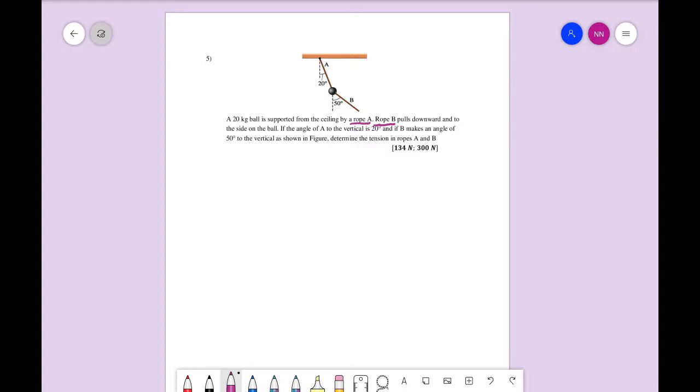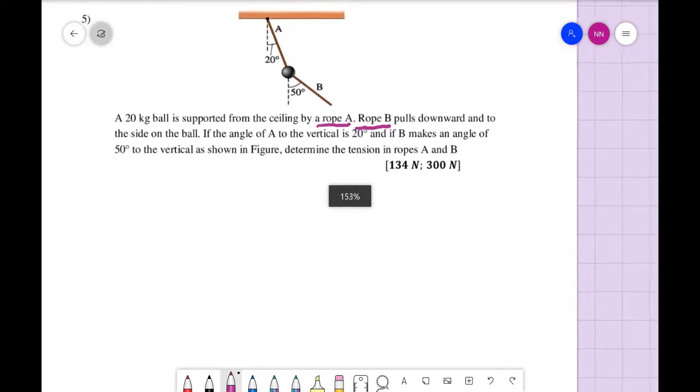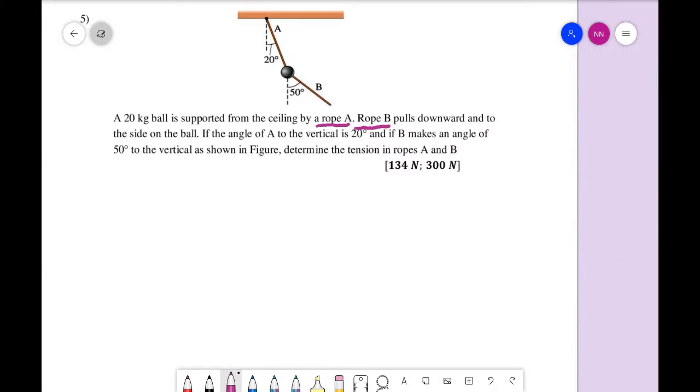If the angle of rope A to the vertical is 20 degrees, like this, and if B makes an angle of 50 degrees to the vertical as shown in the figure, determine the tension in ropes A and B. Maybe we can name the tension at rope A as TA and the tension at rope B as TB.